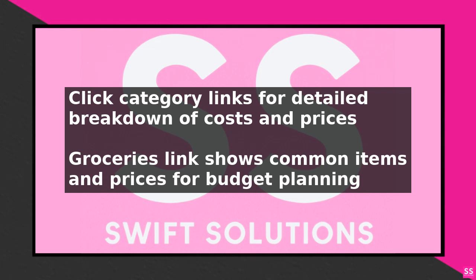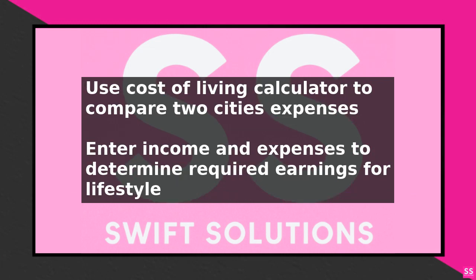Best Places also provides information on the overall quality of life in different cities, including factors such as crime rates, education, and climate. This can help you get a more complete picture of what it would be like to live in a particular city. By using Best Places to research the cost of living, you can make more informed decisions about where to live and how to budget your money.